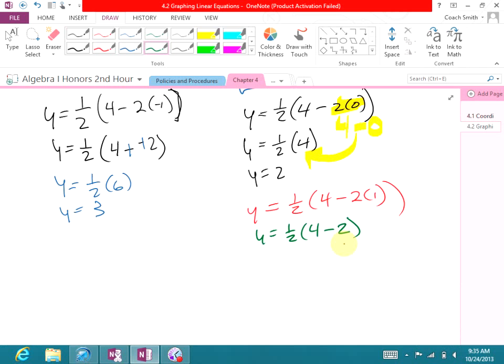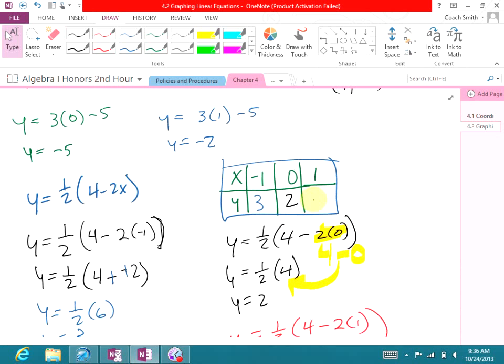And y is equal to 4 minus 2. 4 minus 2 is 2. So y is equal to 1/2 times 2, which is 1. Now, I go back up here and plug in 1. Okay, and you can see the pattern.